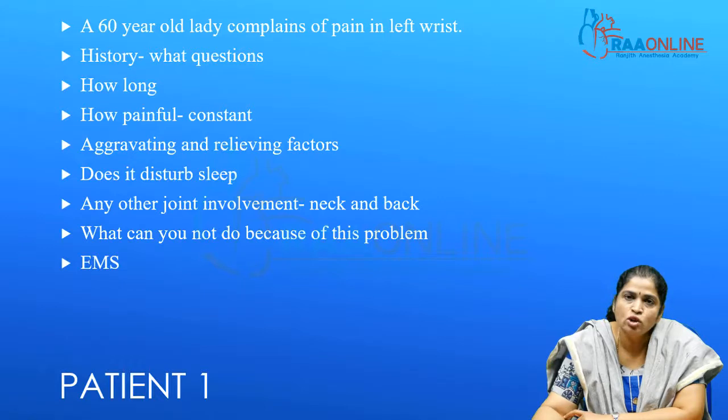And when there is one joint involvement, make sure you ask the patient whether there is any other joint involvement. And when you think of joints, don't just stop with upper limb and lower limb joints. Ask about the neck and back as well. This lady says she has no other joint problems. And the last question could be, what can you not do because of this problem? This tells you if the patient is able to function with this problem or not. And that determines how you treat the patient.